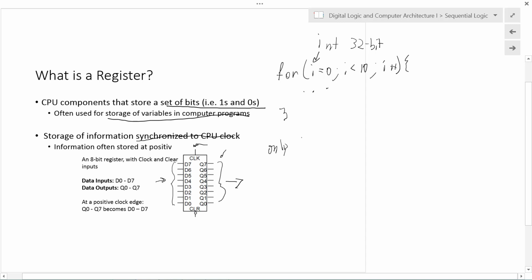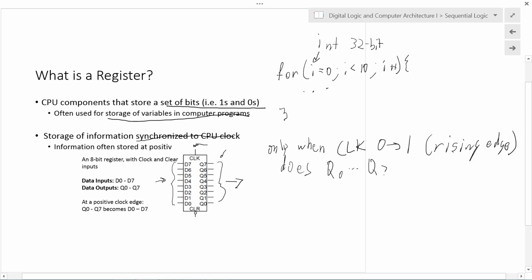Only when clock changes 0 to 1, also called the rising edge, does Q0 to Q7 change.